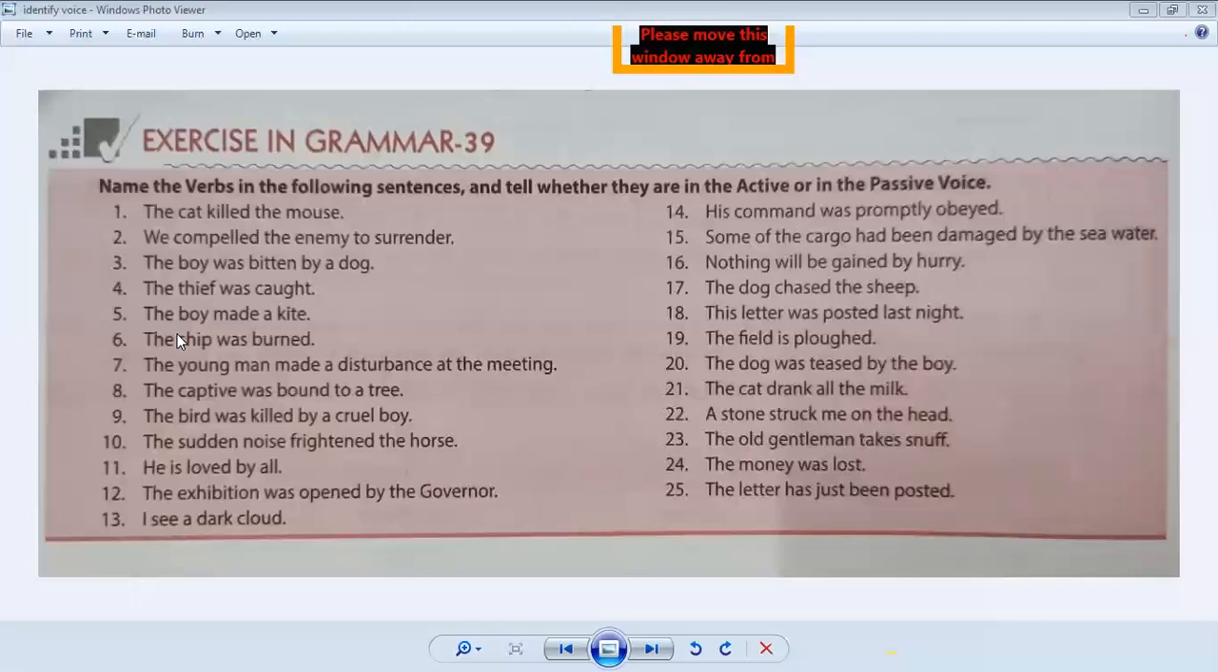Okay, look at the 8th sentence. The captive was bound to a tree. Captive म्हणजे कोणाला तरी पकडून ठेवलंय, that person. Okay, was bound to a tree. So कोणीतरी बांधून ठेवलं ना ट्रीला, कॅप्टिव्हला. Whoever was the captive, त्याला कोणीतरी बांधून ठेवलं. So the captive becomes the receiver of the action. So passive voice. 9th one, the bird was killed by a cruel boy. Now this is easy. You have by a cruel boy. So this is passive voice, obviously. Then 10th one, the sudden noise frightened the horse. Now pay attention here.